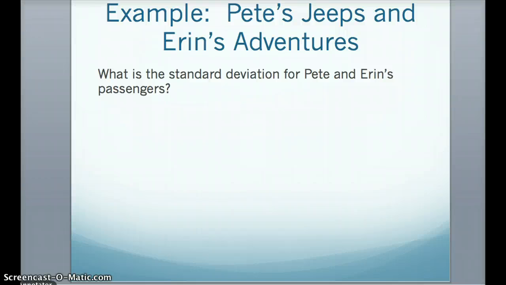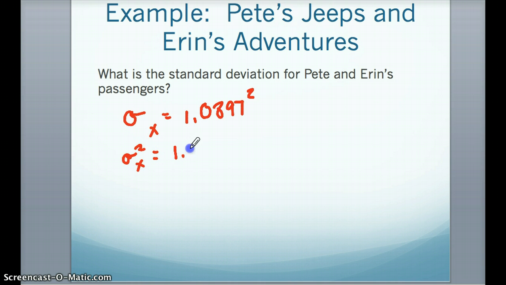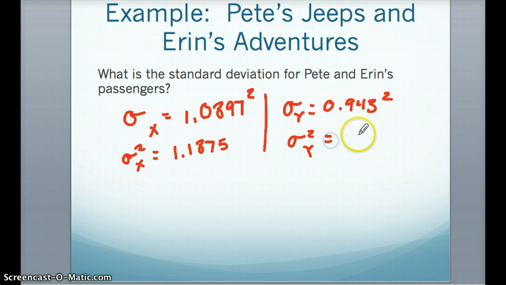So the standard deviation for Pete was 1.0897, and so to find the variance, I'm going to have to square that. So the variance for Pete would be 1.1875. Okay, and for Erin, the standard deviation was 0.943. To find the variance, I just have to square that. And so that would be 0.89 or about.